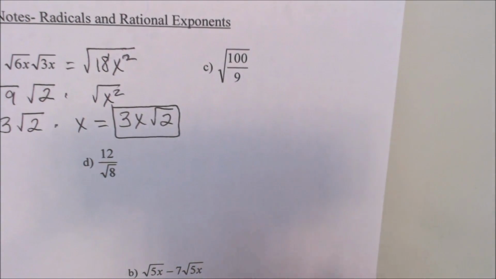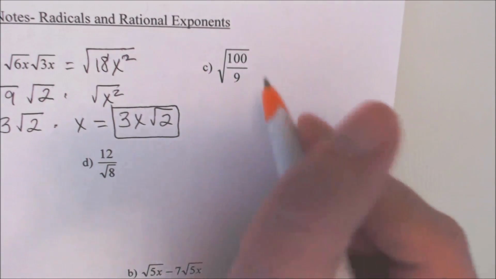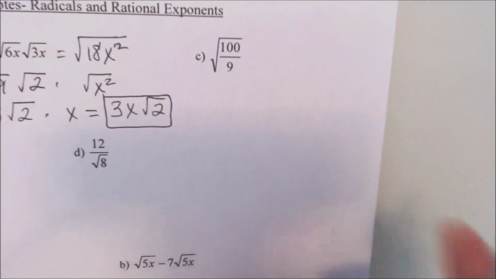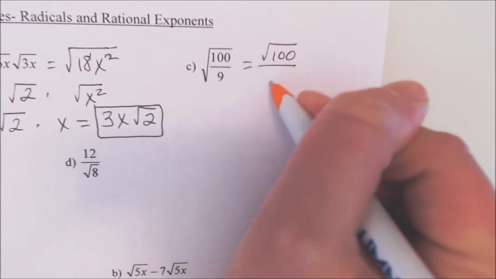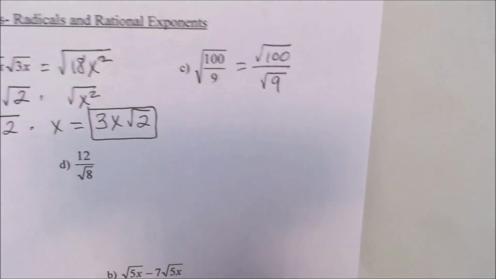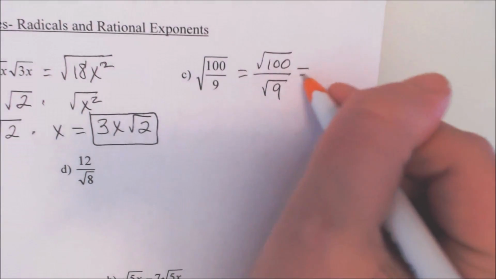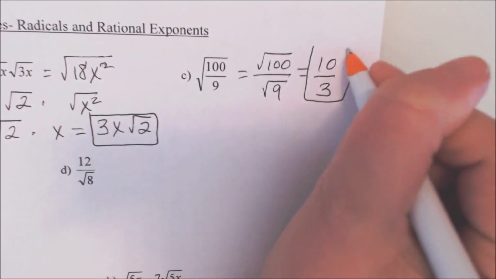Letter C, we're dividing the square root of 100 divided by 9. There's a property with radicals that says just like we can separate multiplication, we can also separate division. So I'm going to rewrite this as the square root of 100 divided by the square root of 9, and then simplify each of those on their own. They're both perfect squares, so the square root of 100 is 10, the square root of 9 is 3, and that's our final answer.